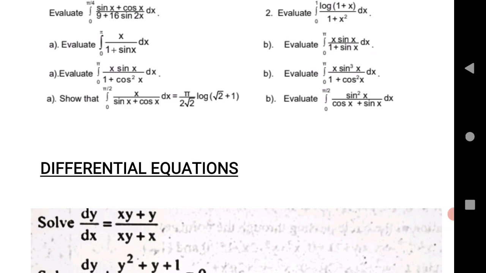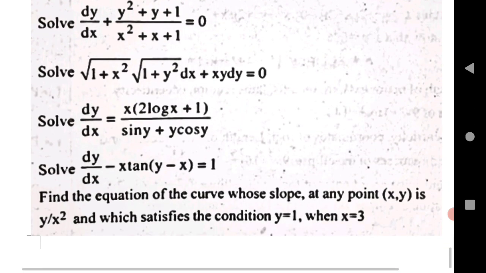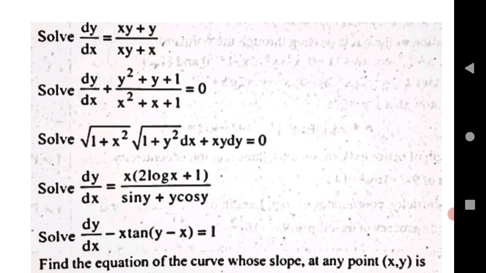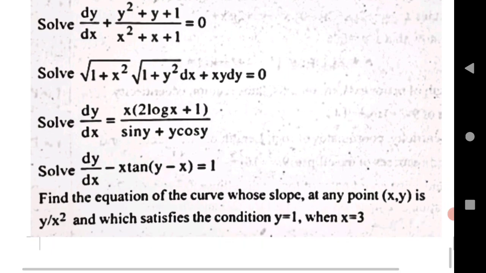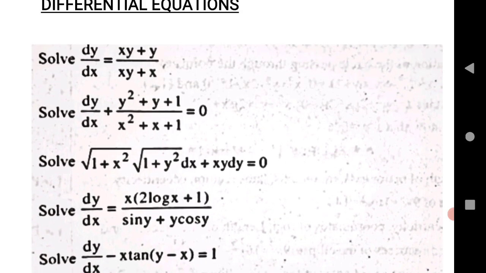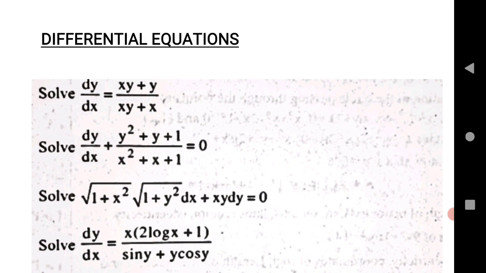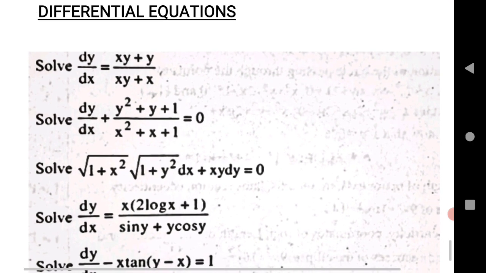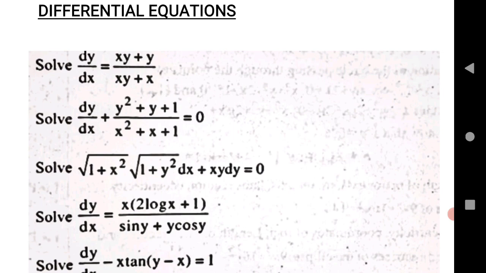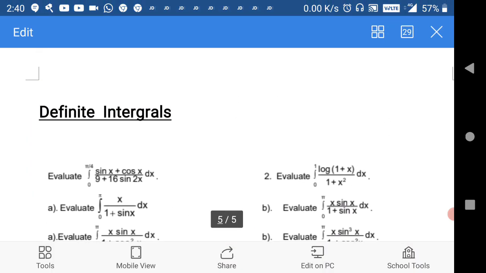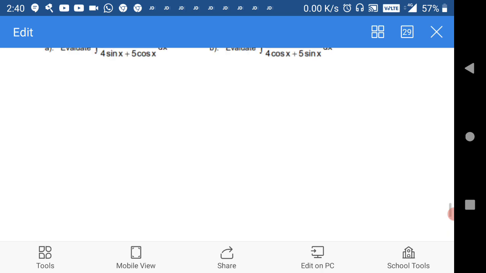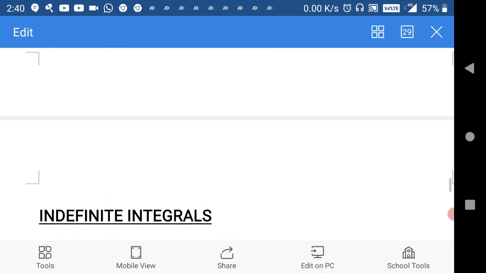Let us come to differential equations. I have given here some questions for differential equations. Solve dy by dx, xy plus y by xy plus x, dy by dx plus y square plus y plus 1. And this first, second, third, fourth, fifth, sixth, these are very important questions. One LAQ we are expecting for both the states from differential equations. Practice each and every LAQ from differential equations, definite integrals and indefinite integrals.